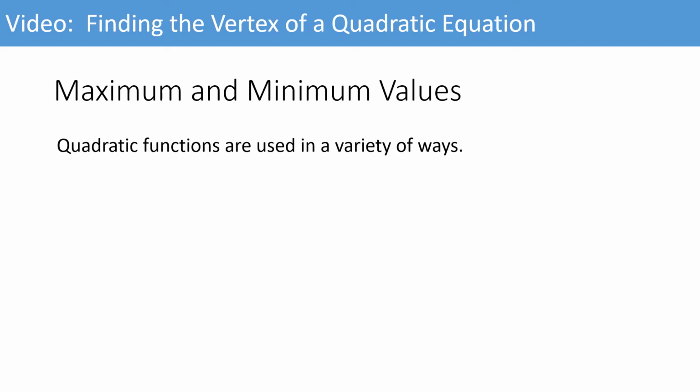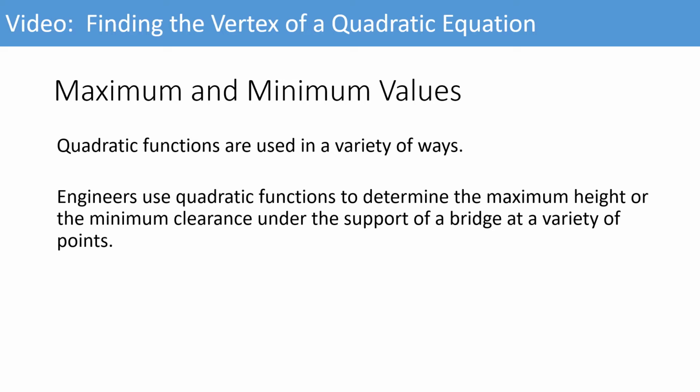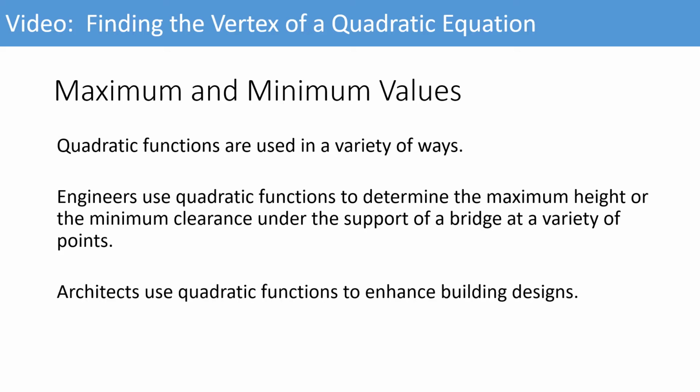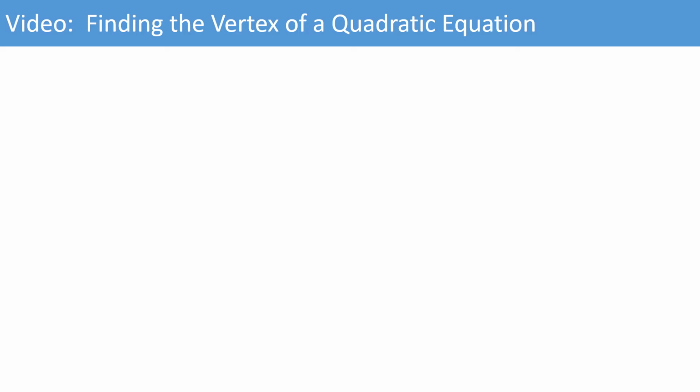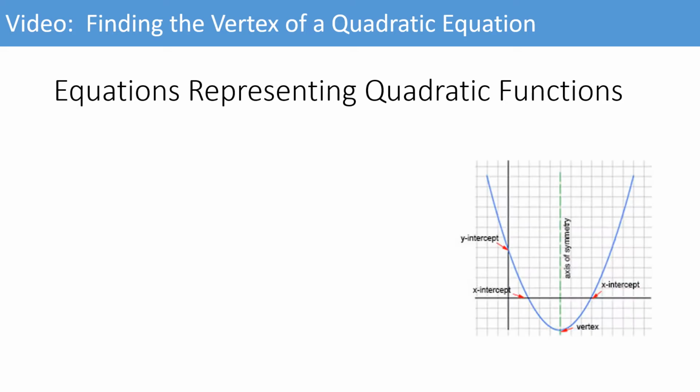Quadratic functions are used in a variety of ways. Engineers use quadratic functions to determine the maximum height or the minimum clearance under the support of a bridge at a variety of points. Architects use quadratic functions to enhance building designs. Here is an example of a quadratic function.